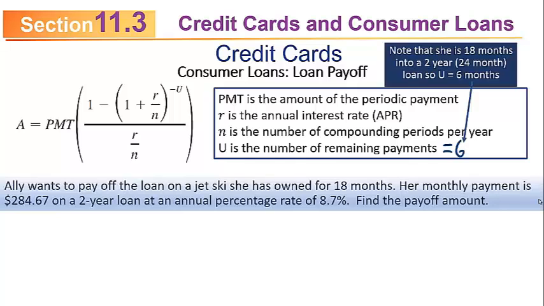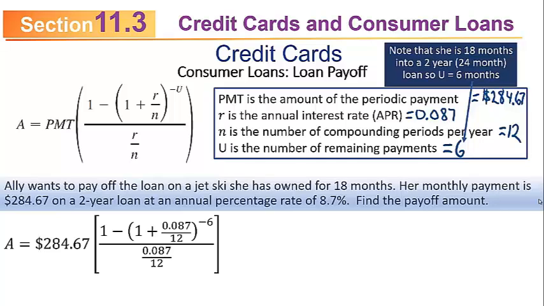And then we've got to realize that that U is the number of payments remaining. It said that she's 18 months into a 2-year, which is a 24-month loan. So if you take 24 minus 18, she only has 6 months of payments left. And that's what capital U is. It's the remaining payments. It's still compounded monthly, so N is 12. The interest rate is 0.087, and the payment was given as $284.67. If you plug all those numbers in, you'll get this expression.